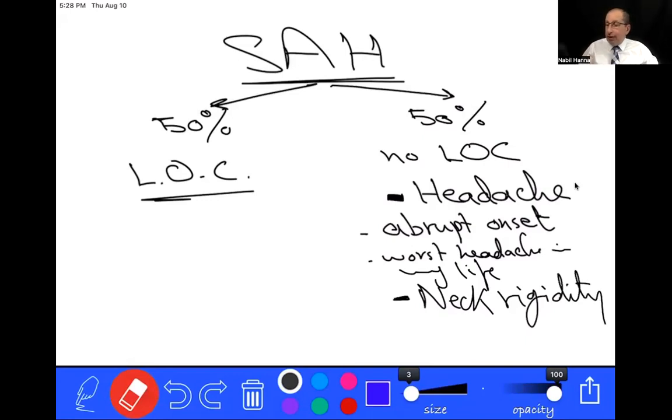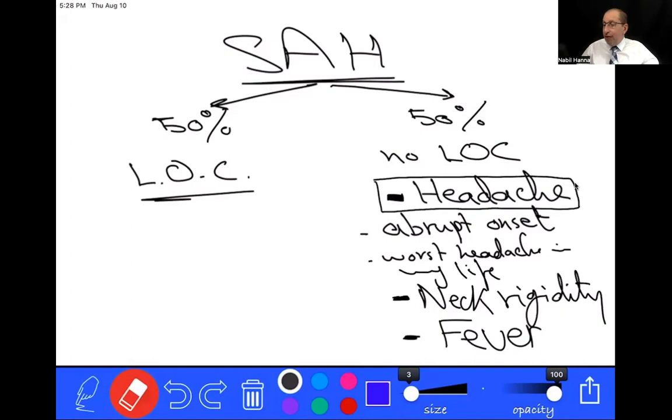And with the subarachnoid hemorrhage, you get fever. Because after all, subarachnoid hemorrhage or any hemorrhage is some sort of tissue damage, and with tissue damage, the body responds by inflammation. One of the systemic manifestations of inflammation is fever. Also, the accumulation of blood results in fever. So these are the major symptoms of subarachnoid hemorrhage when it is not associated with loss of consciousness. We have this triad of headache, neck rigidity, and fever.